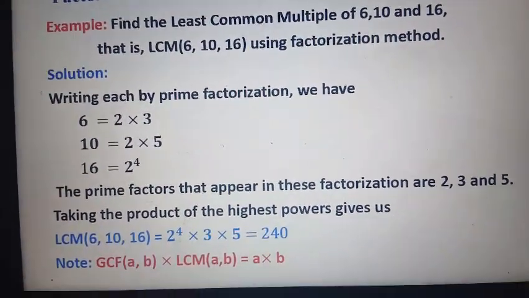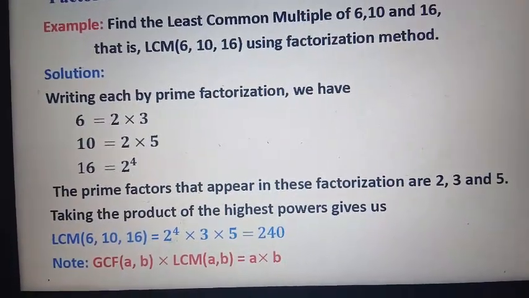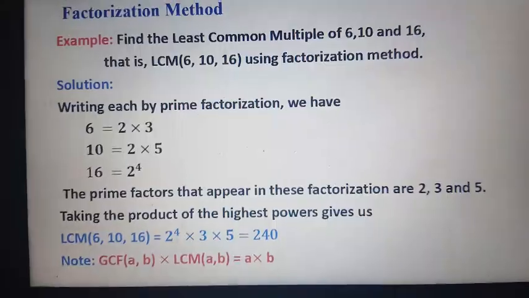So note that the GCF of A and B times the LCM of A and B is A times B.